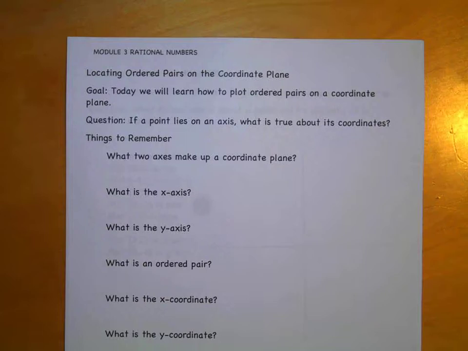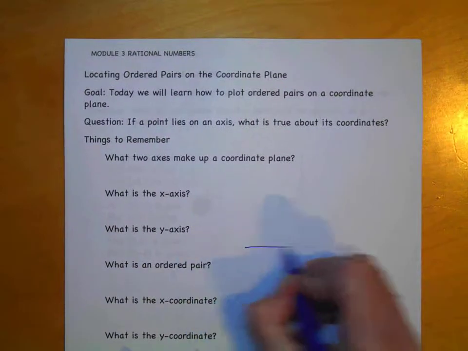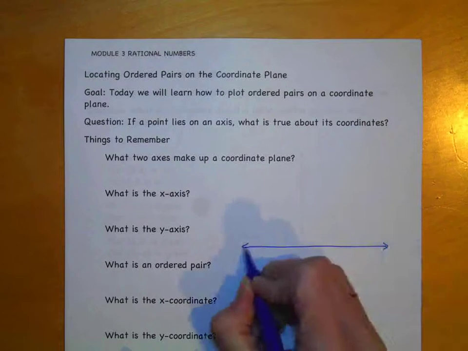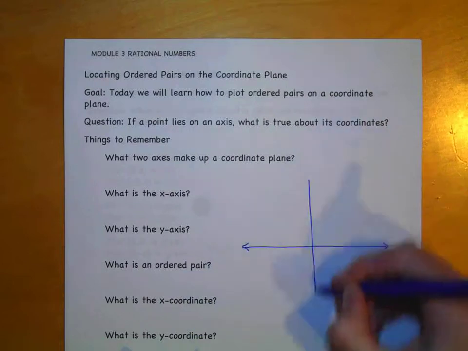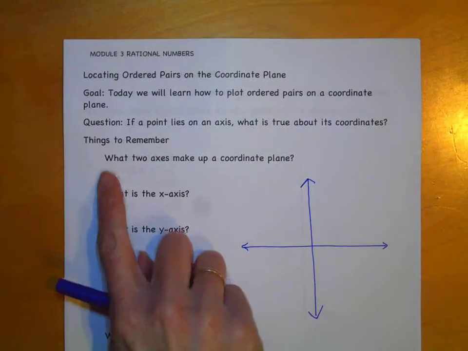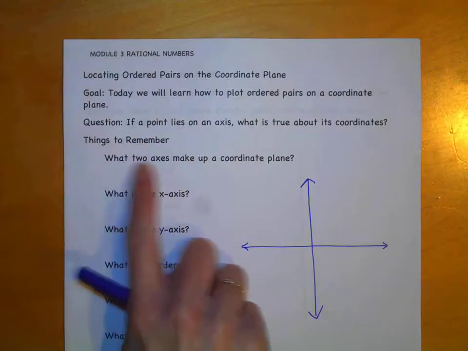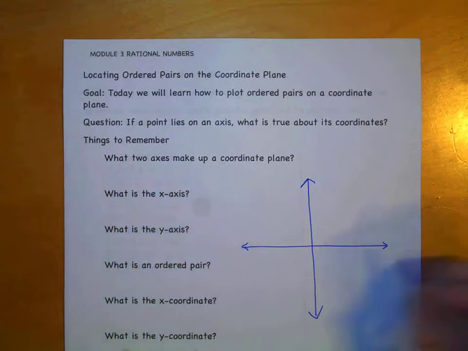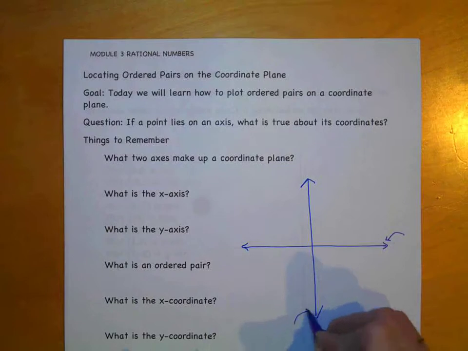I'm hoping that some of you may know some information about coordinate planes, but if you don't, then that's my job and I'll help you out. So what two axes, that's how you say it when it's plural, make up a coordinate plane? If you can remember what a coordinate plane is, it looks very much like this. We have a horizontal number line and a vertical number line. So the question is, what two axes make up the coordinate plane? What is this number line called, and what is this number line called?